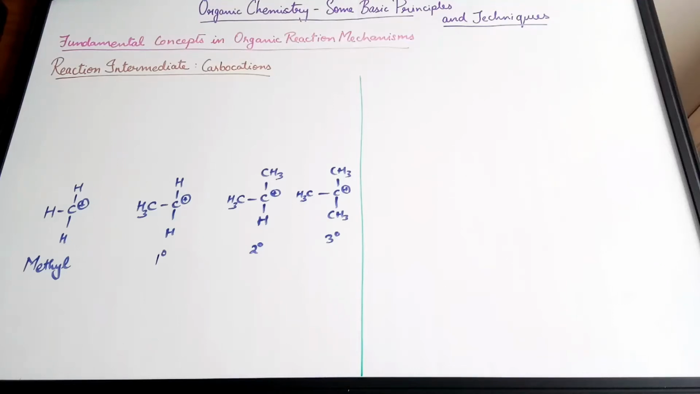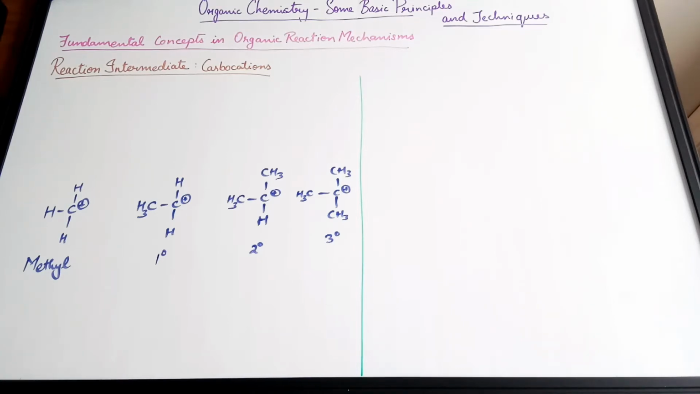In the previous video, we were discussing the various types of cleavage of a covalent bond: homolytic cleavage and heterolytic cleavage. When a reaction takes place, there are substances formed in between before the formation of the product, and these are called reaction intermediates. Technically there are more than three, but we will be learning about three types of reaction intermediates: carbocations, carbanions, and free radicals.